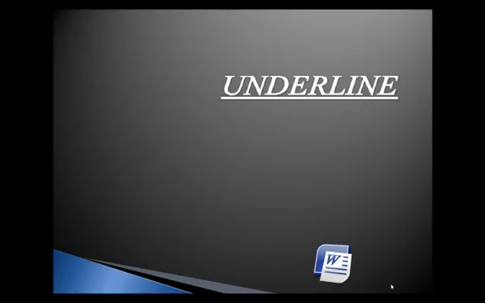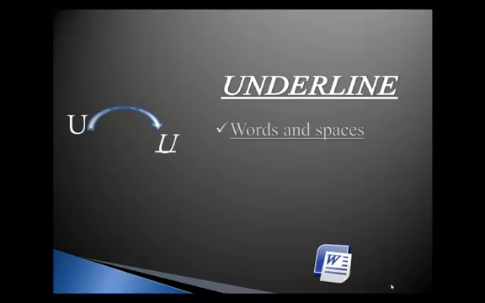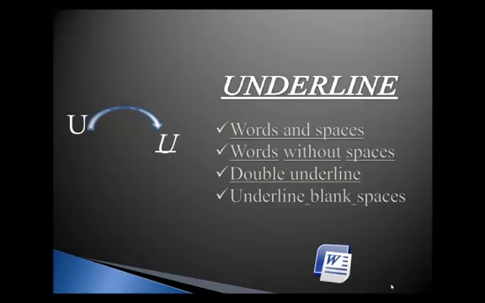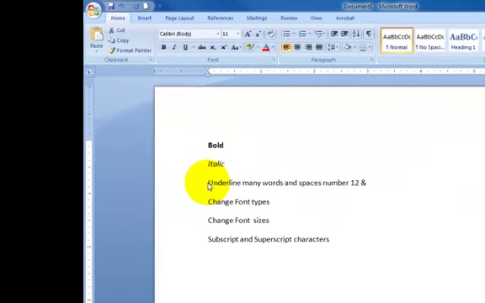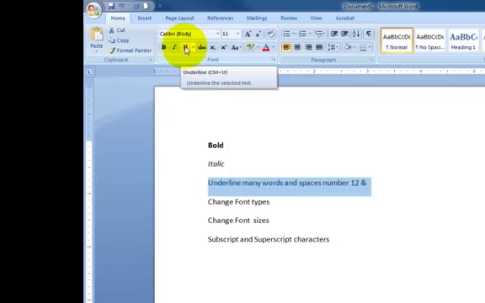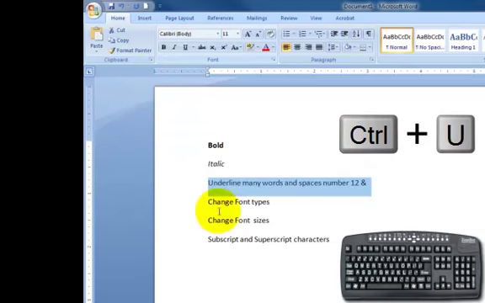There is so much that you are able to do with underline. You are able to underline words and spaces, words without spaces, double underline, underline blank spaces, and last but not least, decorative underline. Now let me show you how. To underline the words and the spaces between them, you have two options after selecting the characters. In the Home tab in the font group, click U. From the keyboard, hold down on Control and then press U.